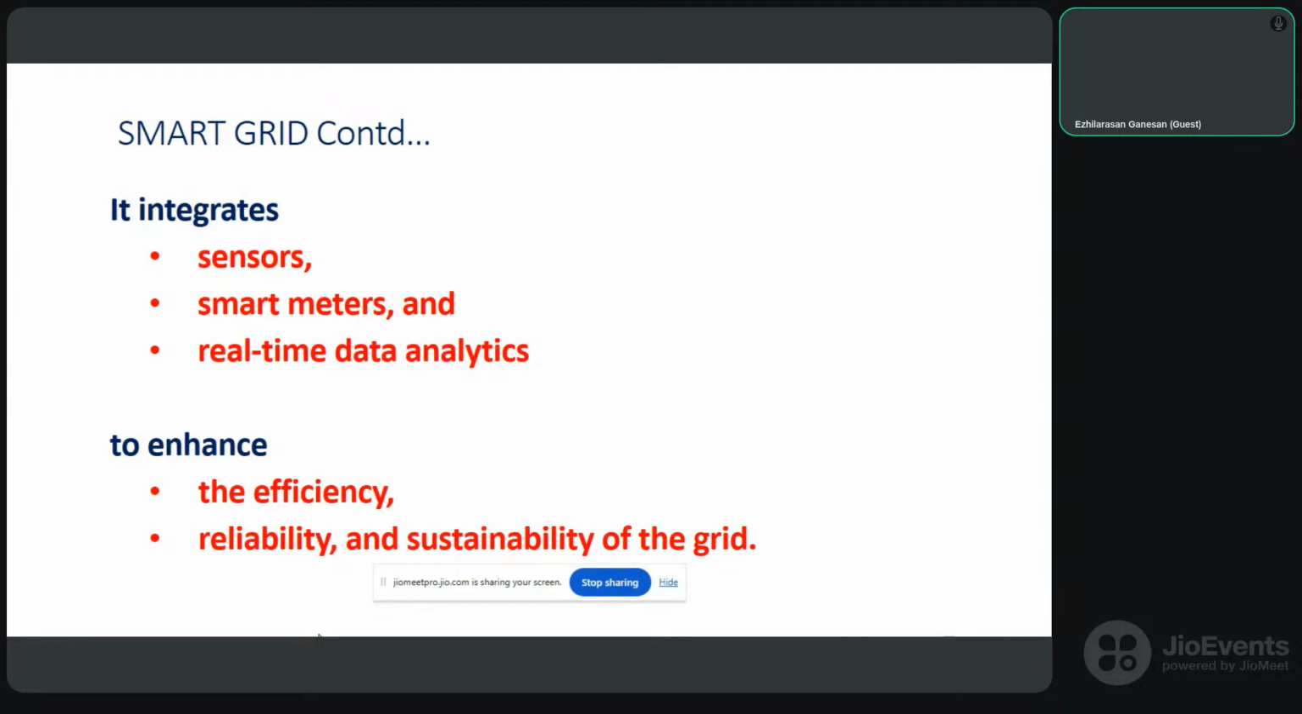What all can you get from the digital meter? Can anyone tell from the audience? Open your mic and tell what all the parameters you can get from today's digital meter. Can I call the name? Voltage, power, current, power factor, consumption, temperature.